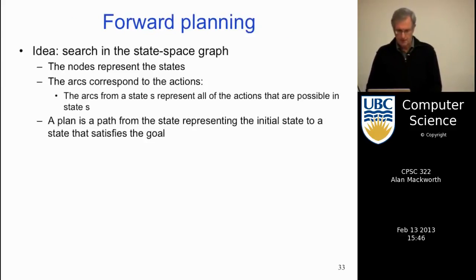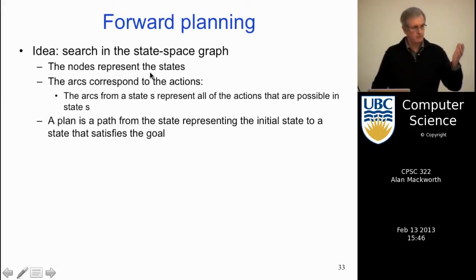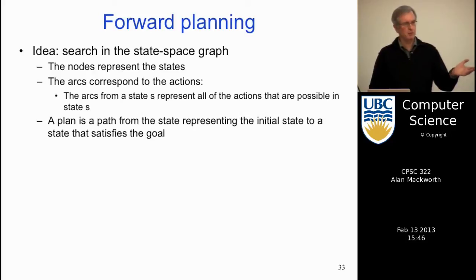So we're going to search in the state space graph, where now we represent the nodes using these 5-tuples, or in general feature tuples, rather than just by their names. The nodes represent the states. The arcs correspond to the actions. The arcs from a state represent all of the actions that are possible in that state. A plan is a path from the state representing the initial state to a state that satisfies the goal. So this is planning. We're producing a temporal plan.